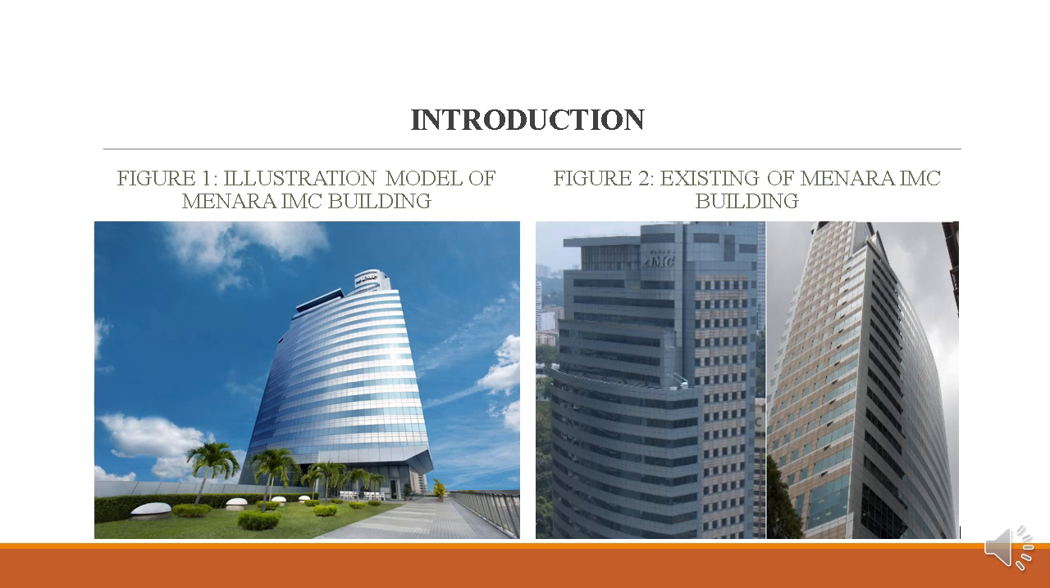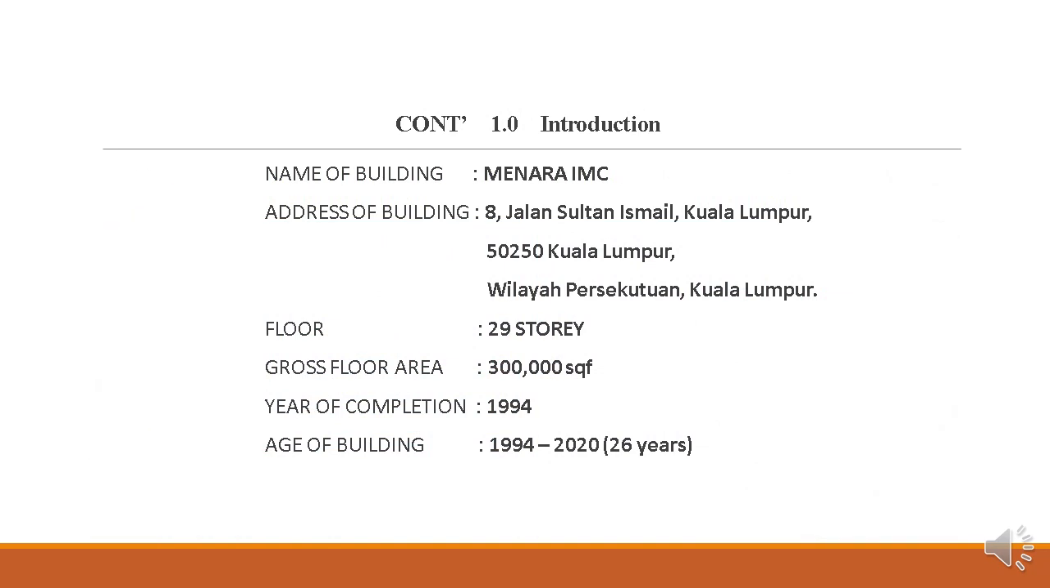Introduction. Figure 1. Illustration model of Menara IMC building. And Figure 2. Existing Menara IMC building. Name of building, Menara IMC. Address of building, 8 Jalan Sultan Ismail, Kuala Lumpur 50250 Kuala Lumpur, Wilayah Persekutuan Kuala Lumpur. Floor, 29 storey. Gross floor area, 300,000 square feet. Year of completion, 1994. Age of building, 26 years.